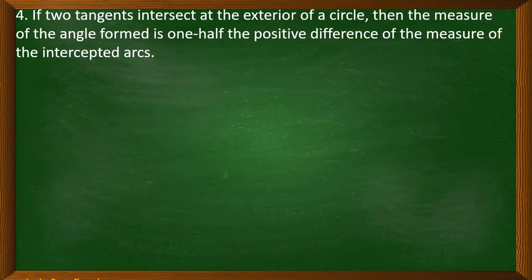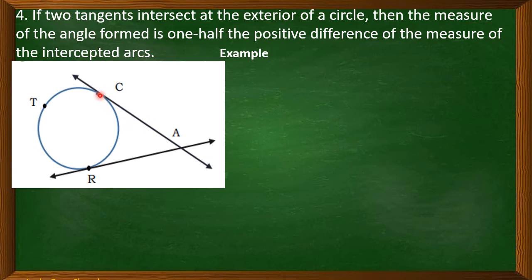Moving on, the fourth theorem. If two tangents intersect at the exterior of a circle, then the measure of the angle formed is 1/2 the positive difference of the measure of the intercepted arcs. So same with theorems 2 and 3, they intersect at the exterior of the circle. But this time, two tangents intersect at the exterior of the circle.